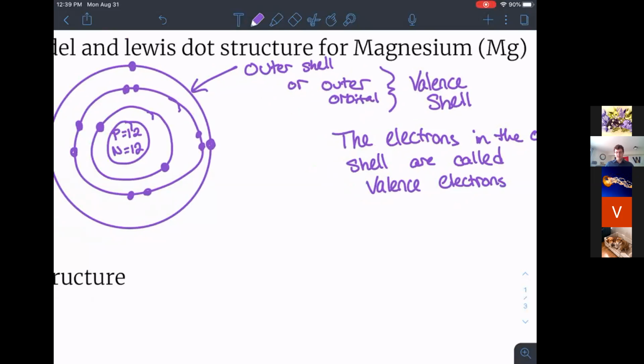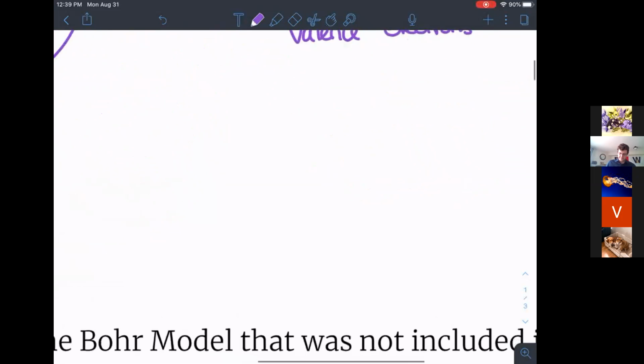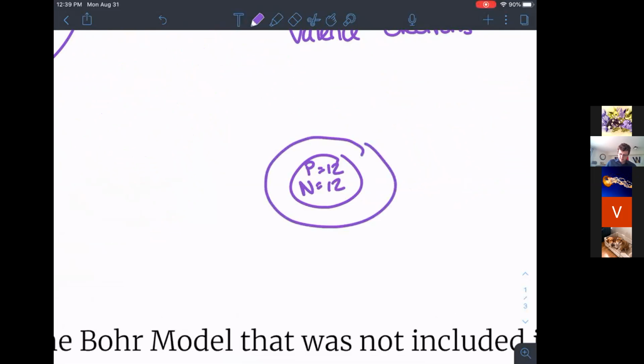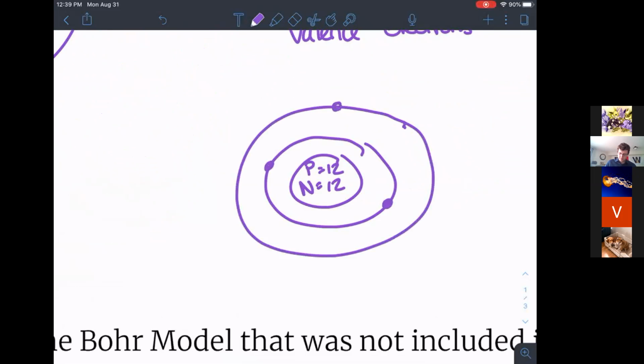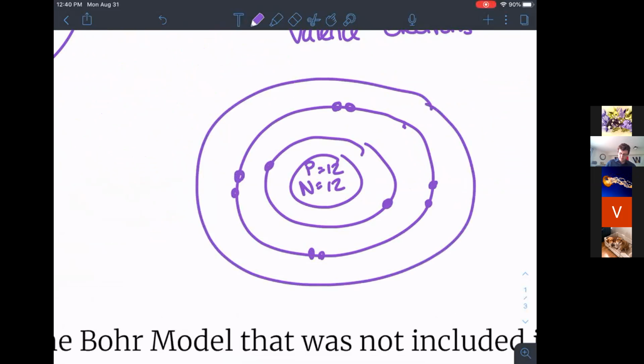So what I want to do now, before we can get all the way to the Lewis dot structure, is look at this. I'm actually going to draw it again right here. Protons was 12, neutrons was 12. We have 1 orbital, 2 orbitals, and then our 3rd orbital. I redrew it just so we could have it again, so I didn't have to erase things on the first one.